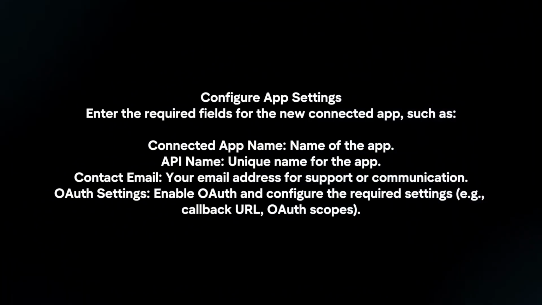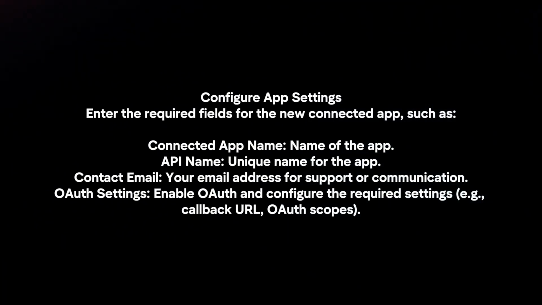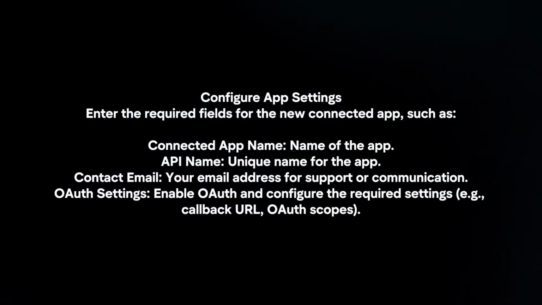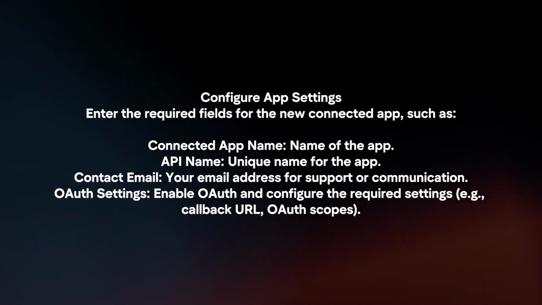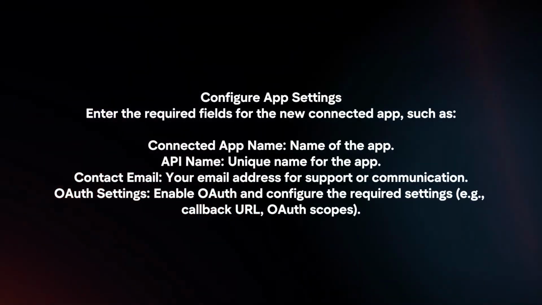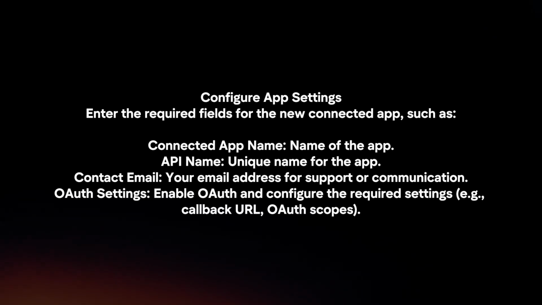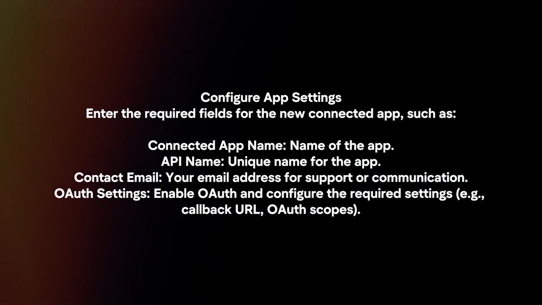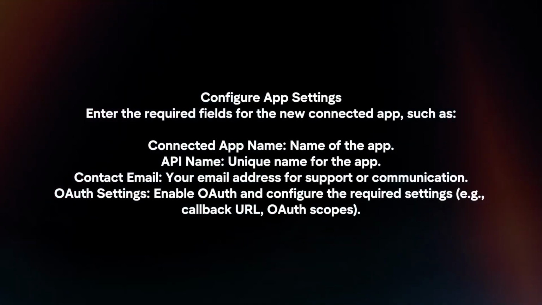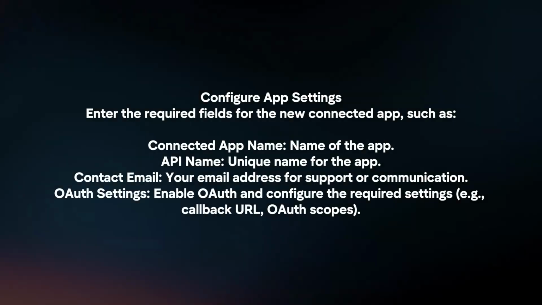Configure app settings. Enter the required fields for the new connected app, such as connected app name, name of the app, API name, unique name for the app, contact email, your email address for support or communication, OAuth settings. Enable OAuth and configure the required settings.